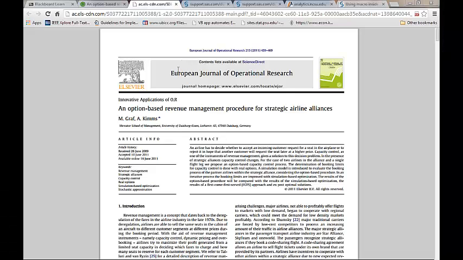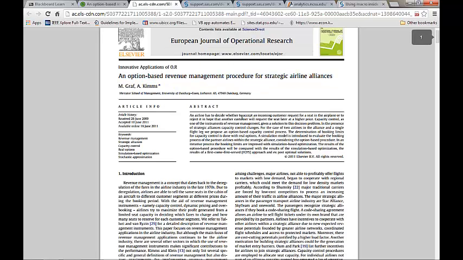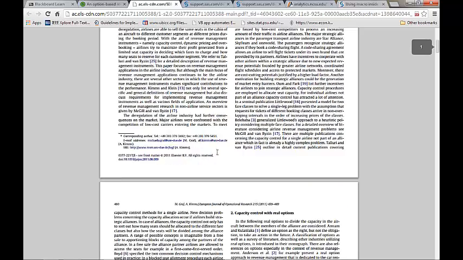And for the literature review, I selected a specific article called An Option-Based Revenue Management Procedure for Strategic Airline Alliances from the European Journal of Operational Research. And it starts describing how we want to select how many seats we want for each customer, and we want it at the higher price. So revenue management is an instrument which gives you a solution to a decision problem.